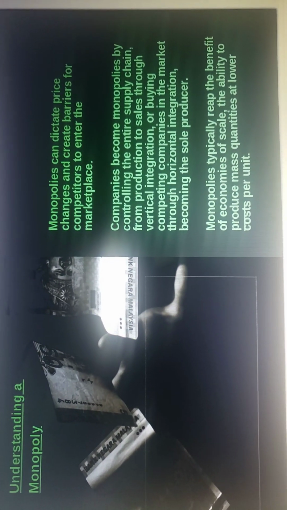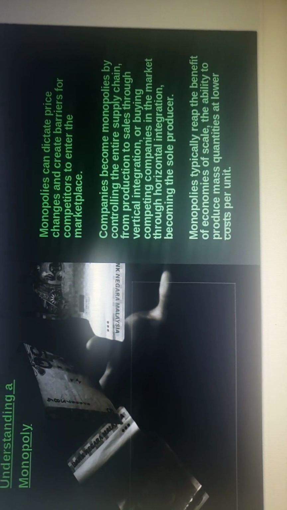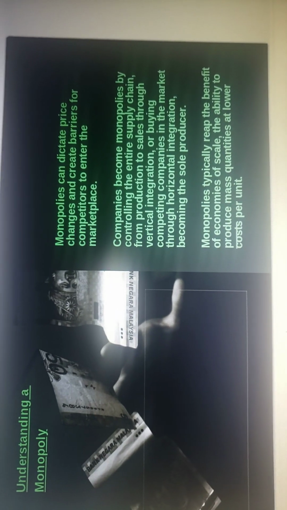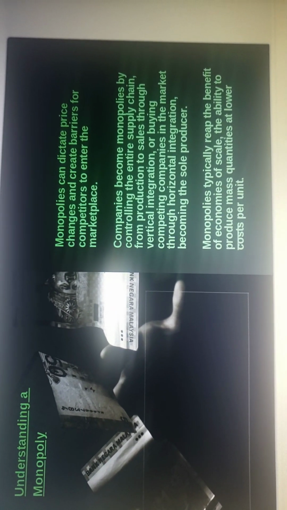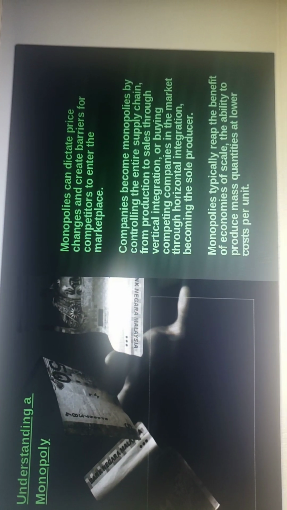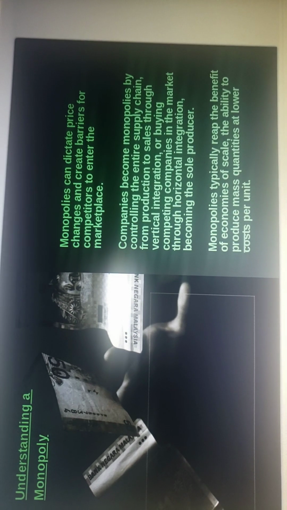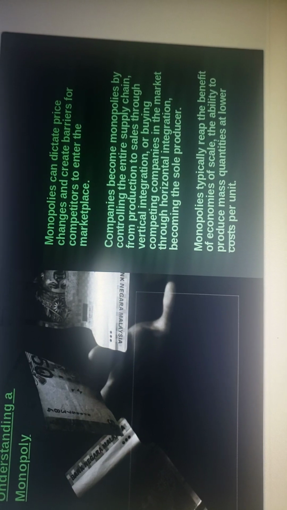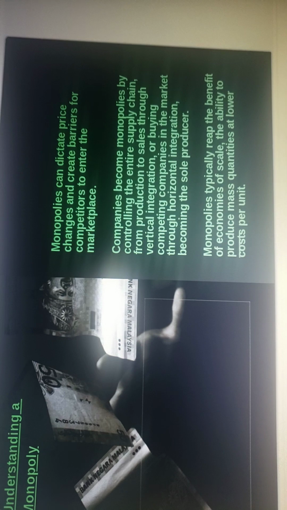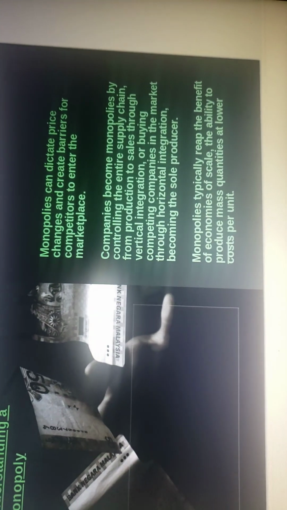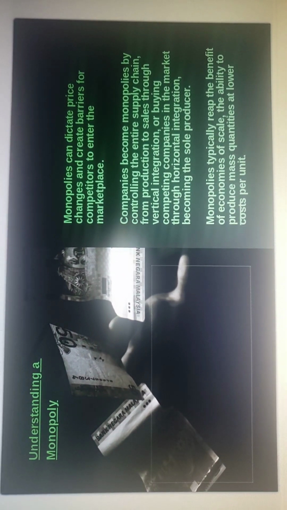Understanding a monopoly. Monopolies can dictate price changes and create barriers for competitors to enter the marketplace. Companies become monopolies by controlling the entire supply chain from production to sales through vertical integration, or buying competing companies in the market through horizontal integration, becoming the sole producers. Monopolies typically reap the benefit of economies of scale, the ability to produce mass quantities at a lower cost per unit.